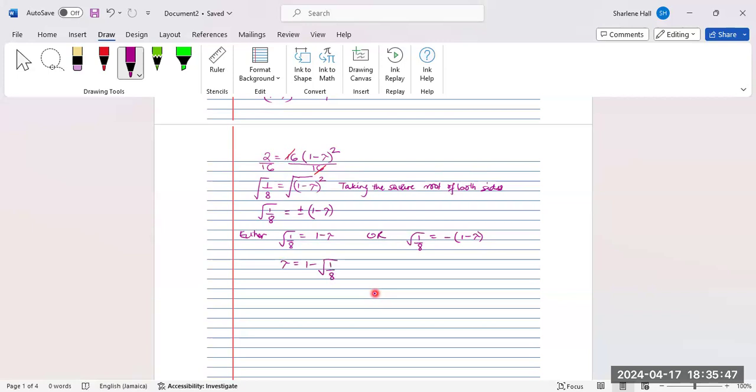And this is the same thing as, let me write it in another color, minus 1 plus lambda. Can you see that? Minus 1 times a positive 1 is negative 1, and negative 1 times a negative lambda is a positive lambda. You see that? So lambda in this case is going to be equal to the root of 1 over 8 plus 1.